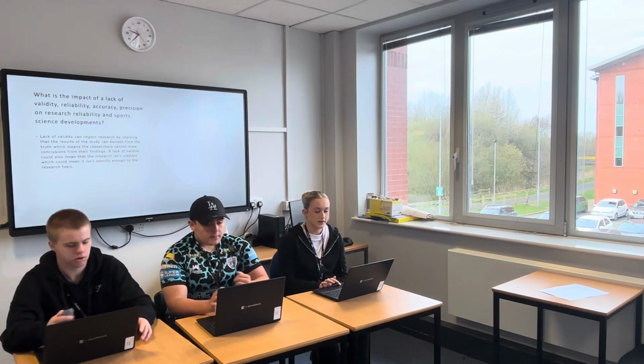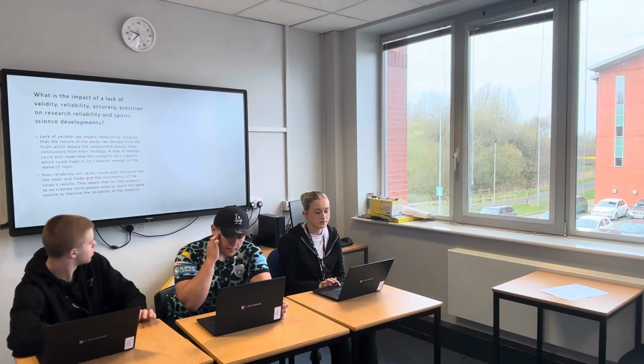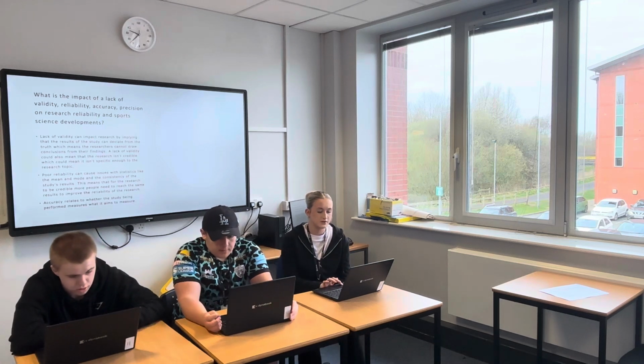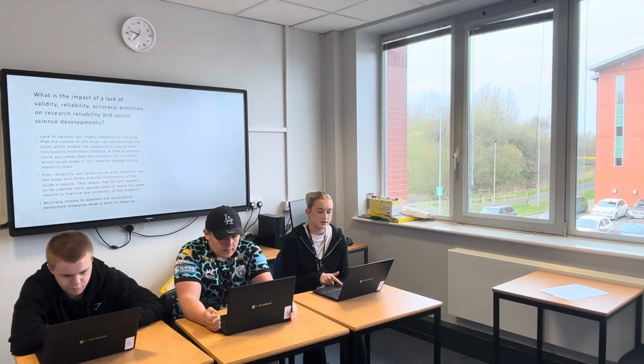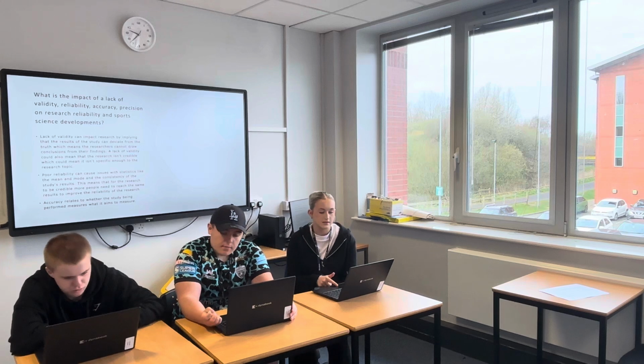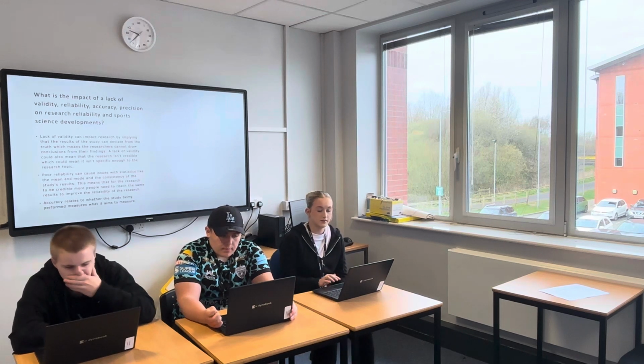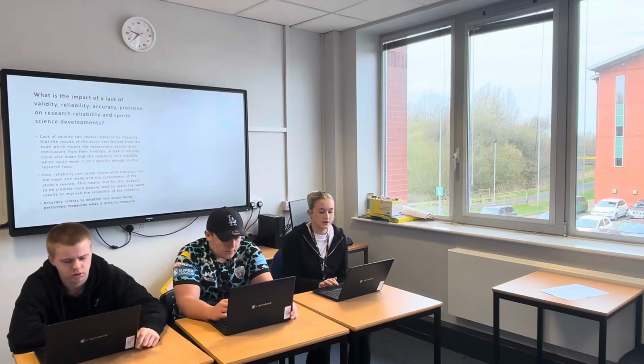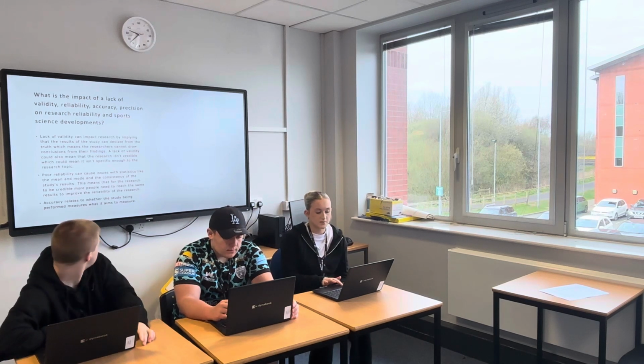As well as that, poor reliability can also cause issues with statistics like the mean and the mode and the consistency of the study's results. This means that for the research to be more credible, more people need to reach the same results to improve the reliability of the research. Accuracy also relates to whether the study being performed measures what it aims to measure.